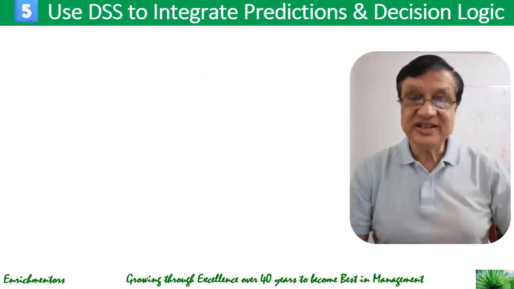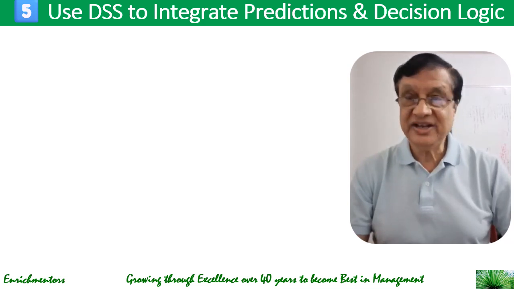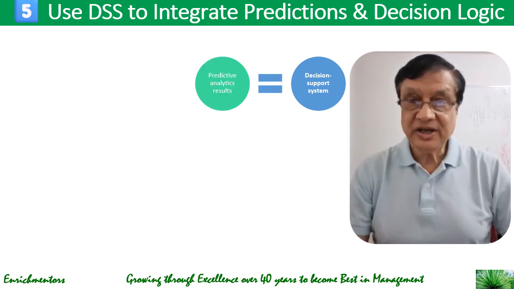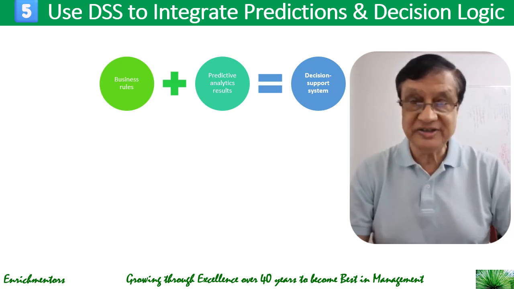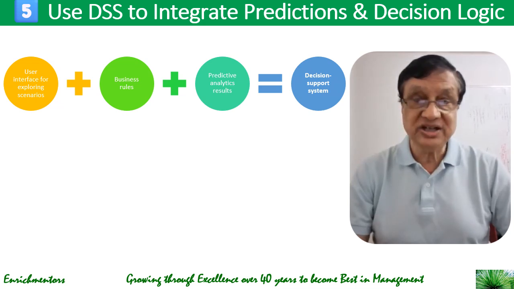Then you use a DSS to integrate predictions and decision logic. A DSS system combines the predictive analytics model, which gives the output, business rules, the constraints, priority, risk tolerance, and a user interface for exploring scenarios. So that's what the decision support system consists of.